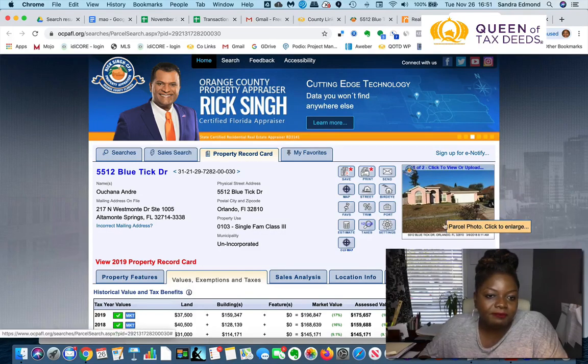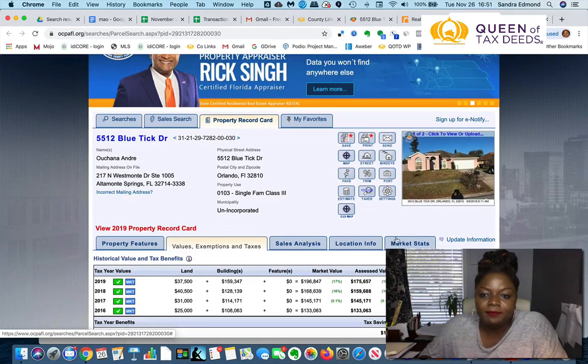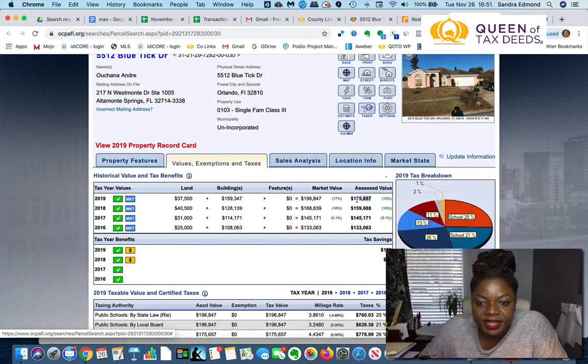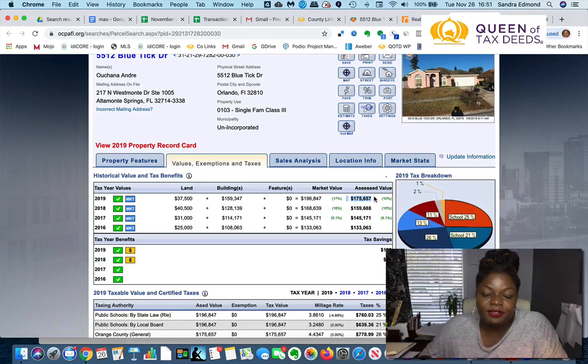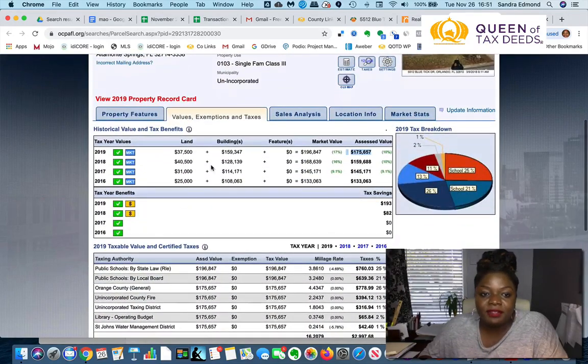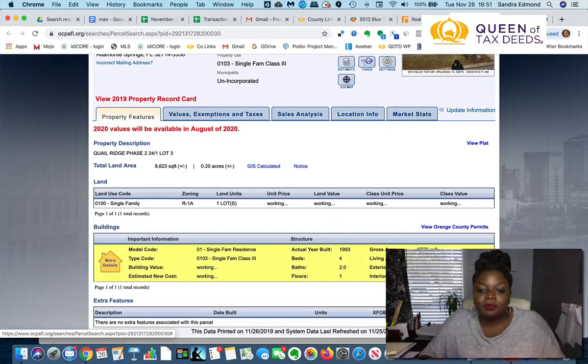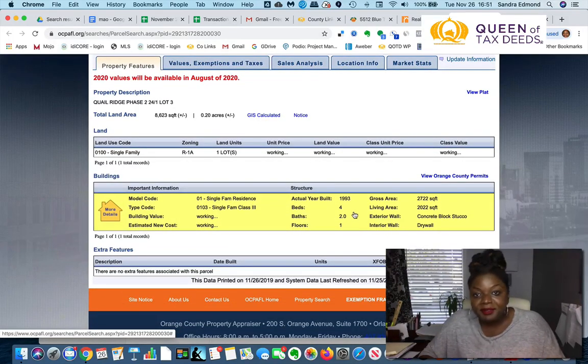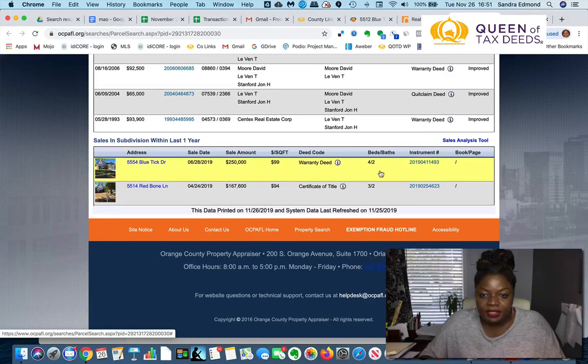So this is the property, Blue Tick Drive. We see here the assessed value for 2019 is $175,000. The assessed value is not market value. If we want to figure out market value, we first want to figure out the features of this property: how many bedrooms and baths, the build, square footage, what type of construction. This is a 4/2. Orange County is really good. See, they have a 4/2 here that's sold. We're looking for properties that have sold. It doesn't matter what's for sale, what matters is what is sold.